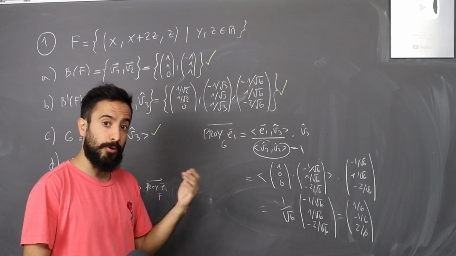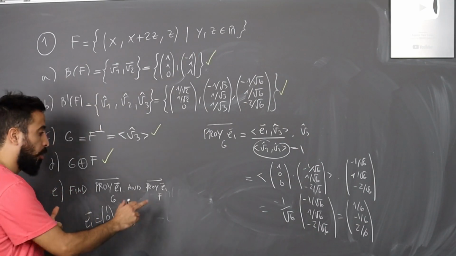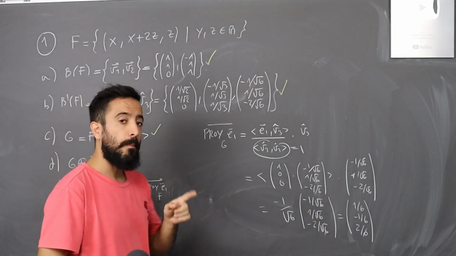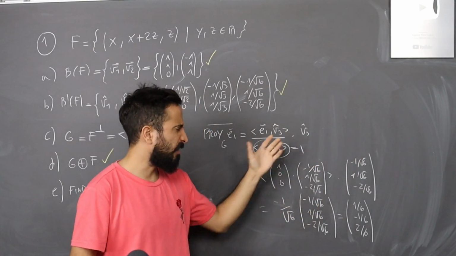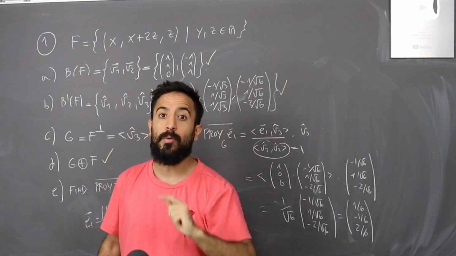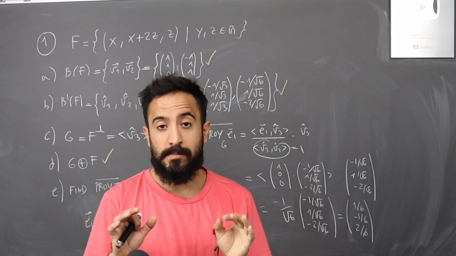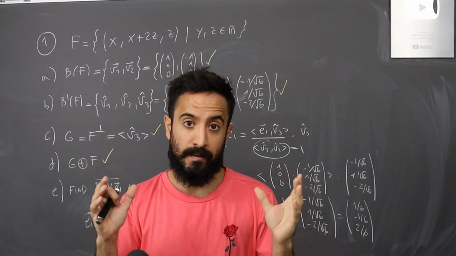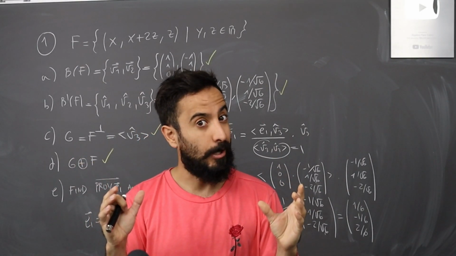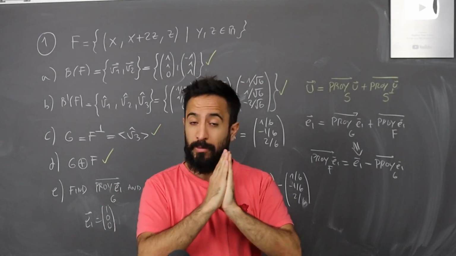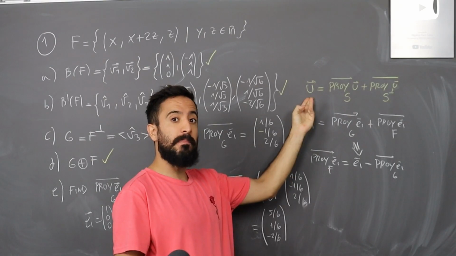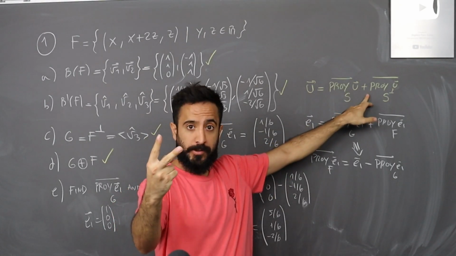Now we have to find the projection of the vector E1 onto the subspace F. But we are not going to do it the same way. It's going to be a lot of math, and there is an easier way to do it. And that is because we realized before that G and F are orthogonal complements of each other. It becomes really easy to find the second projection we need when we remember that any given vector can be made of the sum of two vectors.